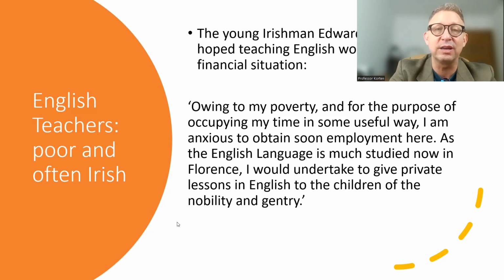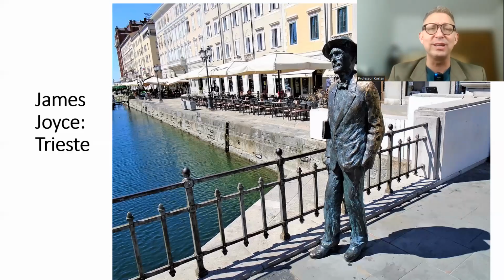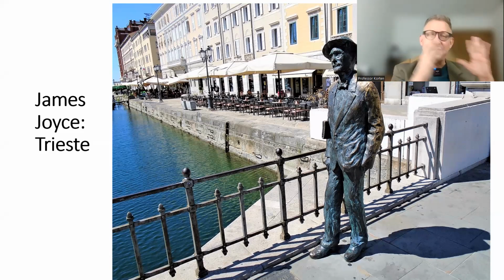Now, the most famous of these Irish was James Joyce. James Joyce is known for Ulysses, the Dubliners, the Exiles. One of Ireland's greatest, and one of the greatest writers in the English language. He was an English teacher, and he had to survive teaching English, whether he liked it or not. He left Ireland in debt.